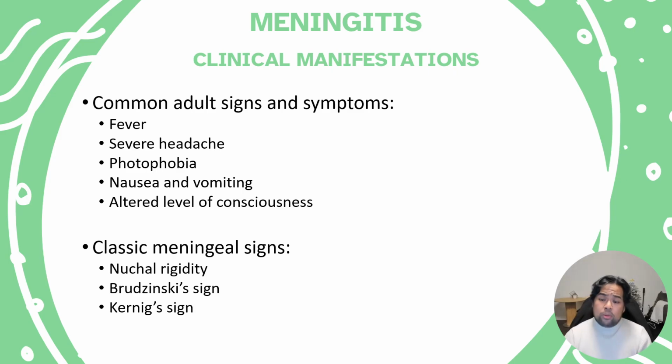All right, so clinical manifestations. With adults, common symptoms you'll see are fever, severe headache, and photophobia. Just kidding, they're not scared of the light, but they are sensitive to the light, okay? That's what it means. Then you have the nausea and vomiting, and then the altered level of consciousness. Again, we're going back to that.